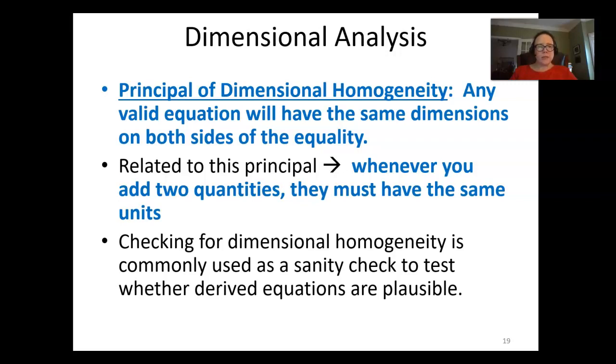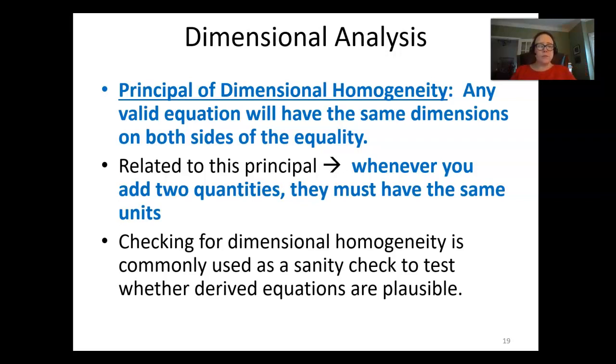Dimensional analysis depends on something called the principle of dimensional homogeneity. That principle says that any valid equation must have the same dimensions on both sides of the equality. So the dimension on the left-hand side of that equation must equal the dimension on the right-hand side if it is a valid equation that shows a valid relationship between the variables.